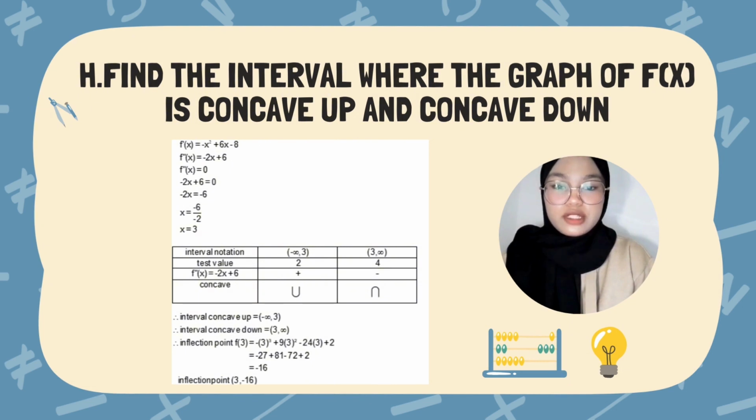So the interval with concave up is negative infinity to 3, and the interval for concave down is 3 to infinity. To find the inflection point, we need to substitute our inflection value into the equation f(x) equal to negative x cubed plus 9x squared minus 24x plus 2. So we get f(3) equal to negative 3 cubed plus 9 multiplied with 3 to the power of 2 minus 24 multiplied with 3 plus 2. And we get negative 27 plus 81 minus 72 plus 2. And the final answer is negative 16. So the inflection point, we put the inflection value which is 3, and the inflection point that we get before is negative 16.